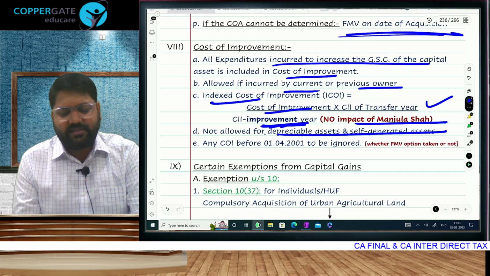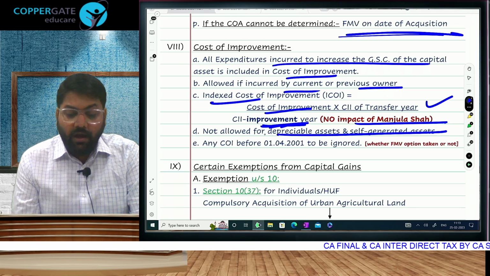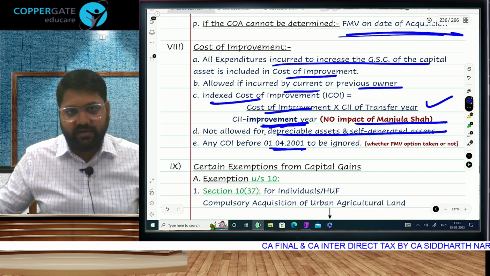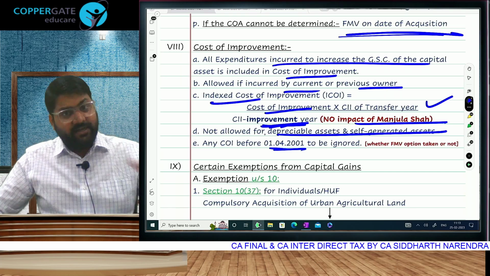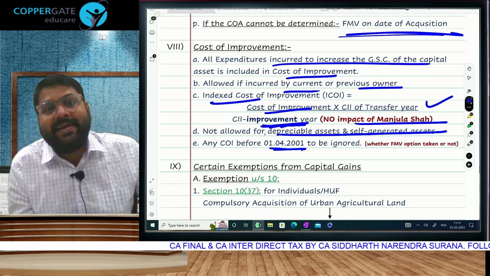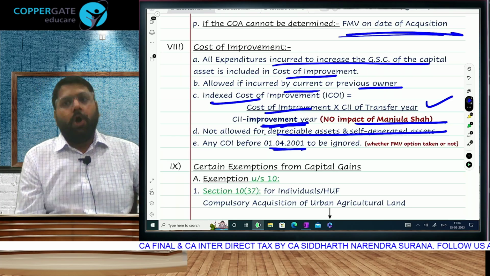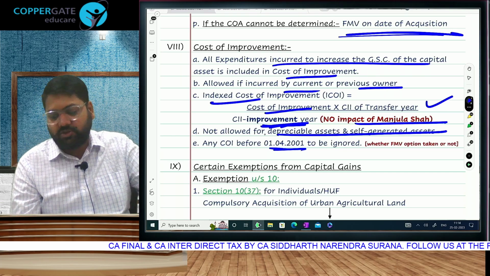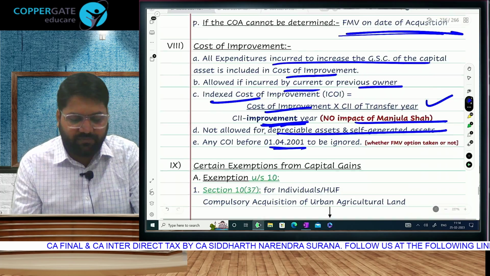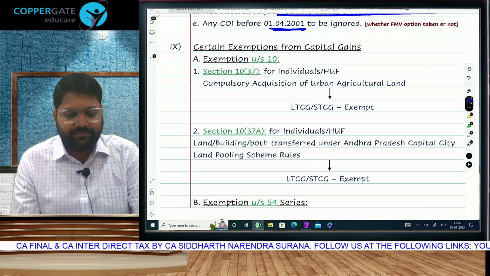Obviously, depreciable assets and self-generated assets, it is not going to be available. And if you have incurred any improvement cost before 1401, it will be ignored. Sir, why? Sir, it is already taken in the FMV option. Whether you exercise that option or not, that is not our problem. We will not give you deduction of any COI which was incurred before 1401.